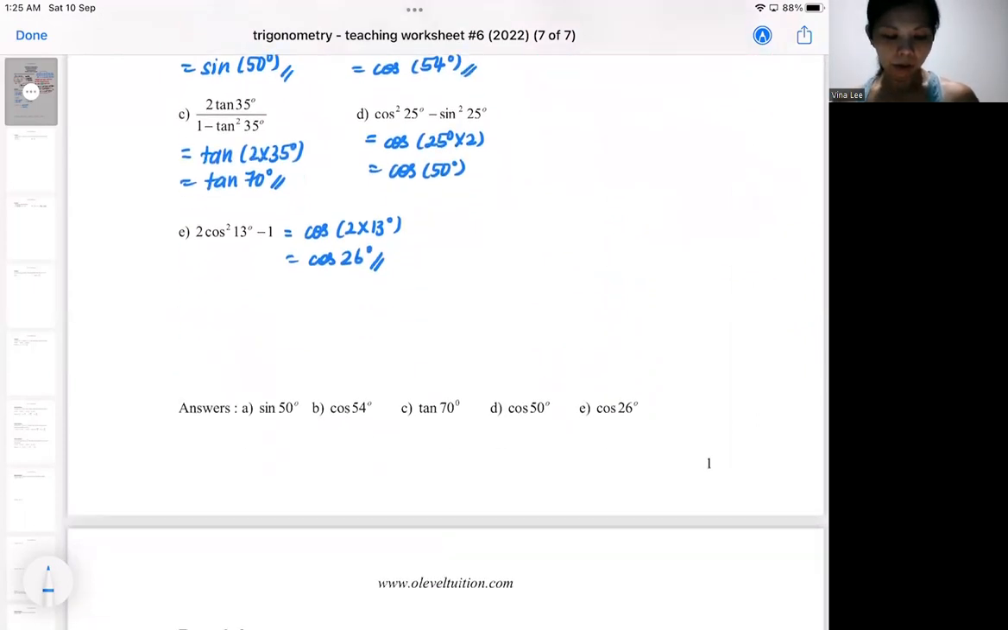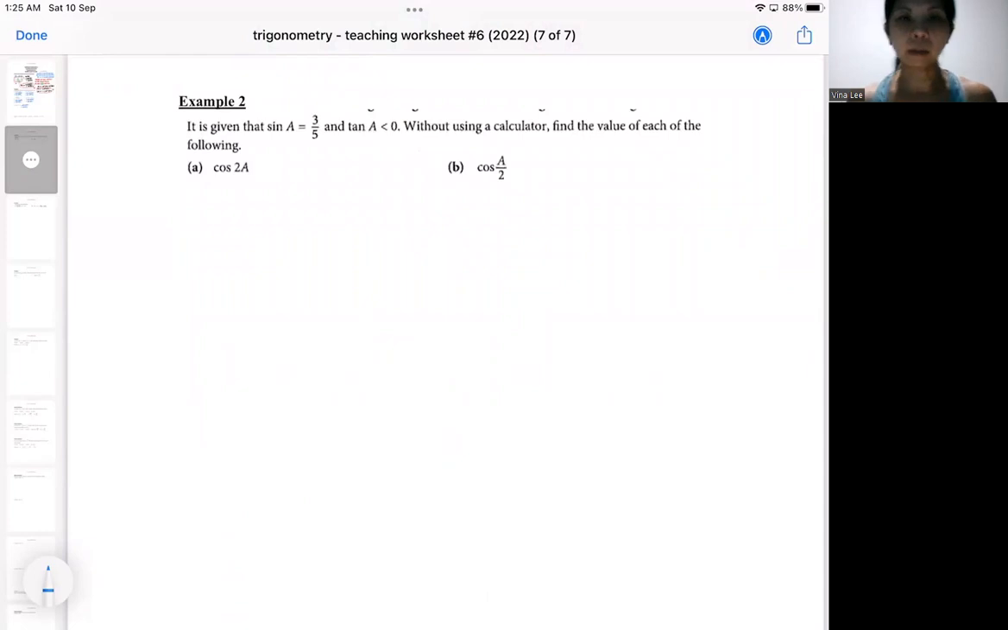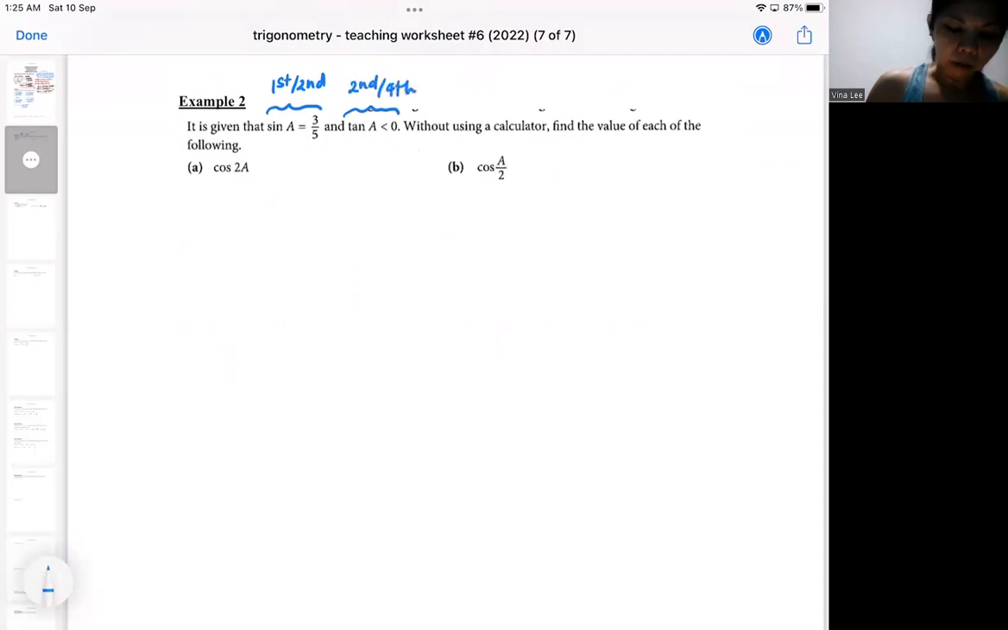Okay, so with this idea, I'm going to introduce the drawing again before we talk about more. In this case, again, we're going to think about the quadrant. So sine is positive, so it can be first or second quadrant. And here, tangent is negative. Tangent is negative in the second and fourth quadrant. So the common quadrant will be the second one. Okay, so overall, A is in the second quadrant.